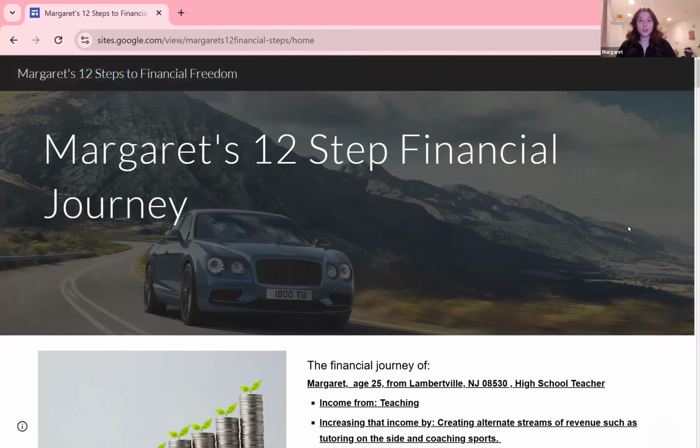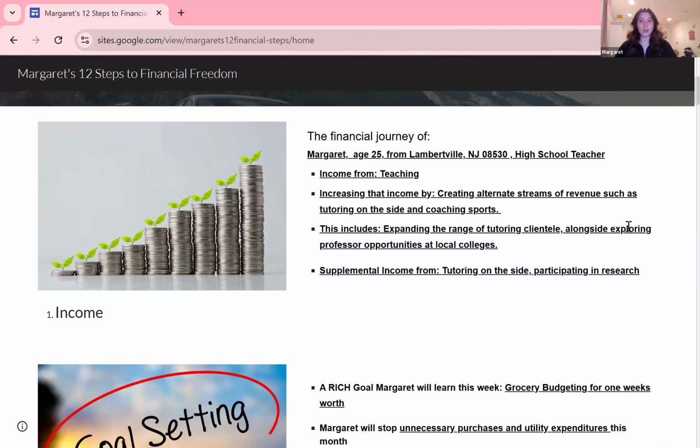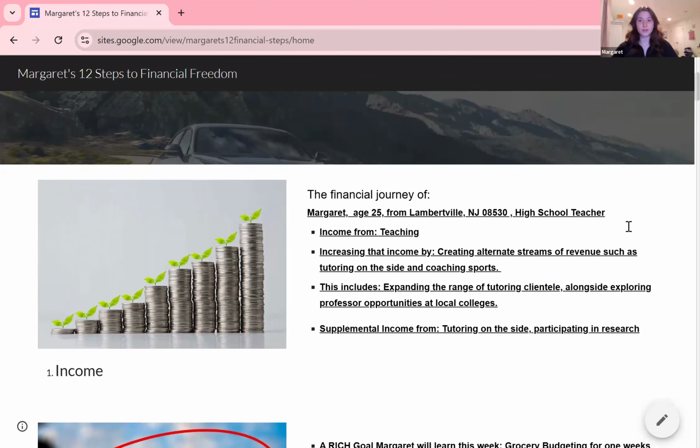So, for our first step, we are going to be looking at the income section, and this is basically just going to be setting the scene for your character, where they're going to be making their money, any supplemental sources of income, and just giving us a platform to build on for the next few sections.